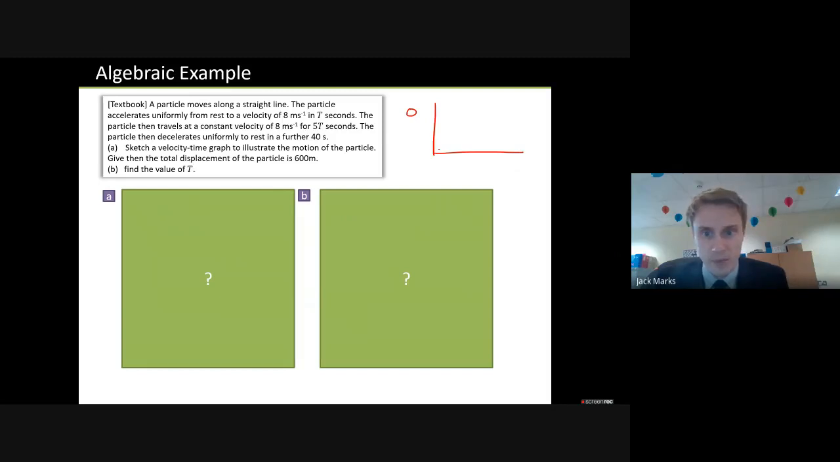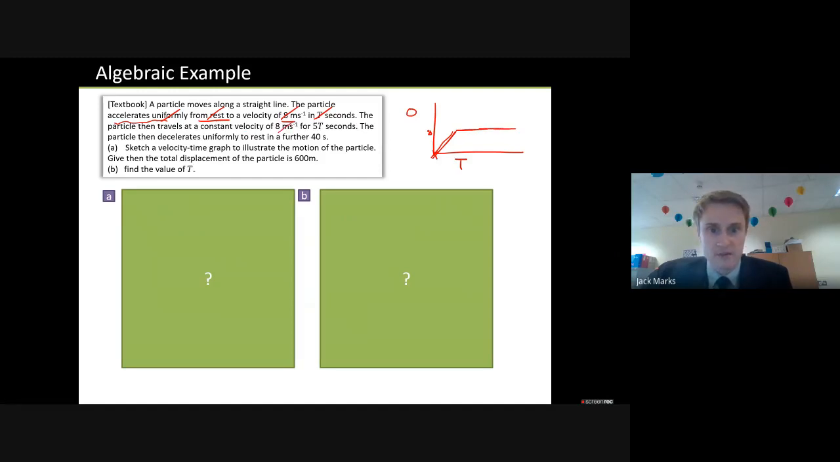So it started from rest, a uniform way. So it accelerates uniformly from rest to 8 seconds. Uniformly means we're dealing with a straight line. Constant acceleration, remember, is the name of the chapter. That's kind of why we're doing this. So that's 8 seconds. Once you've used the information, cross it out. In t seconds. Okay, there's t, cross it out. The particle then travels at a constant velocity. Well, we know that means we've got one of these flat lines here.